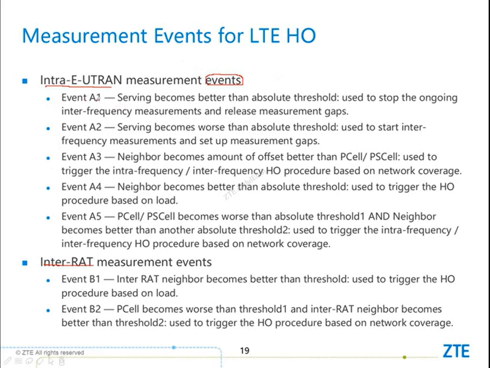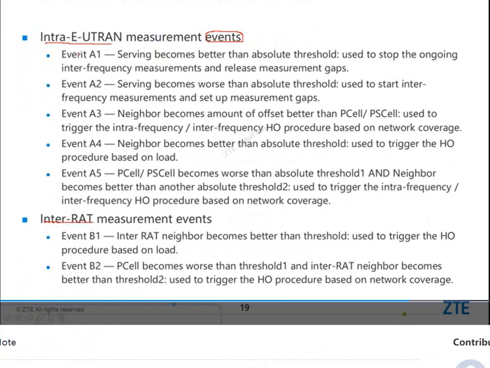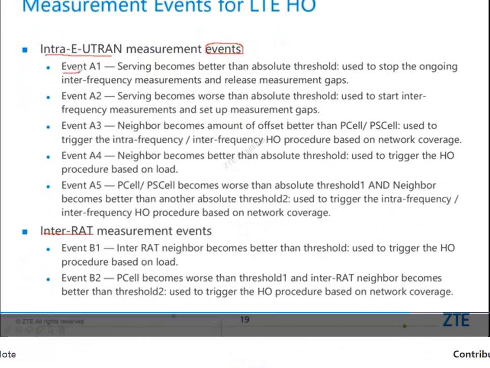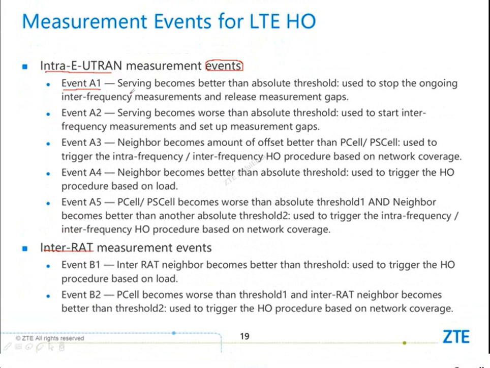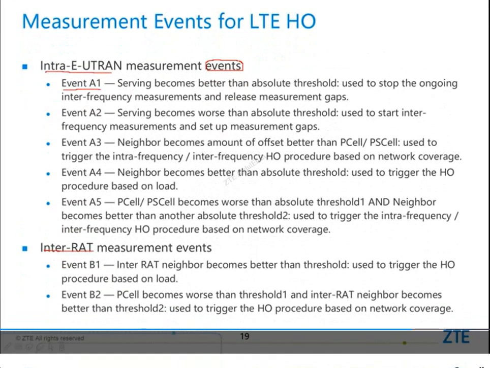Okay, in event A1 and event A2, they cannot make the handover judgment, but they can decide when you start measurement and when you stop measurement. That means in the LTE system, the UE does not always measure. So if the event A1 is reported, that means you will stop measurement. That means no need for measurement.